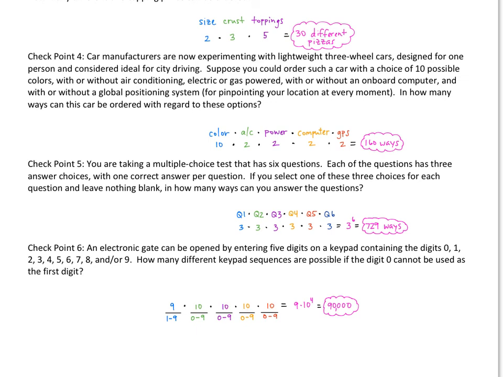So then I used that fundamental counting principle, multiplied all of these together, and I really got 9 times 10 to the 4th, or simply 90,000 different sequences I could make.